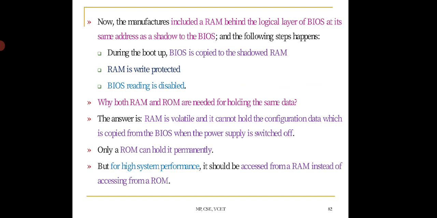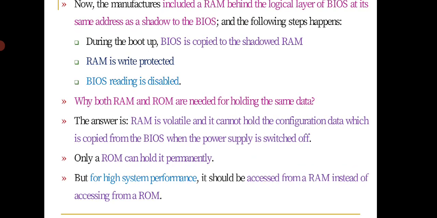First, during the boot up, BIOS is copied to the shadowed RAM. RAM is write protected. BIOS reading is disabled. So these 3 steps you should remember: during the boot up, BIOS is copied to the shadowed RAM; the RAM is write protected; and BIOS reading is disabled.